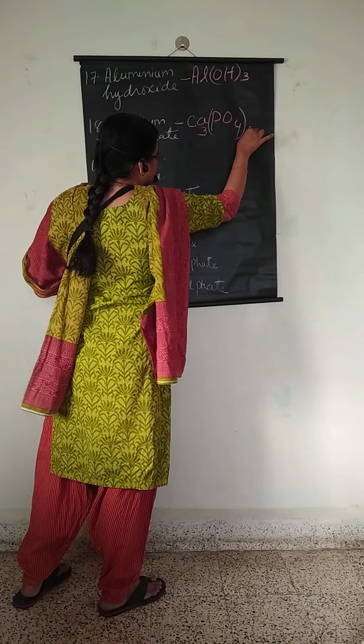Now ferrous sulfate. Ferrous is Fe. Sulfate is SO4. Both are having valency 2. Now ferric sulfate. Ferric is Fe. Sulfate is the same SO4, but the ferric valency is 3 and the sulfate valency is 2. So it becomes Fe2(SO4)3. Now again we will see some more examples.